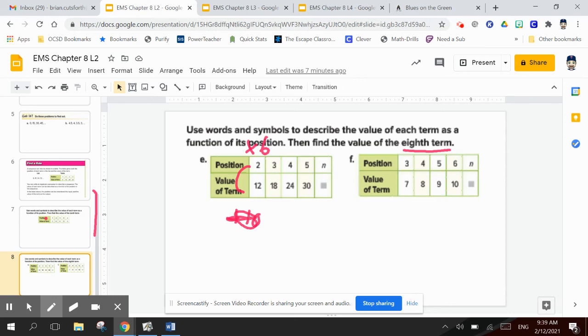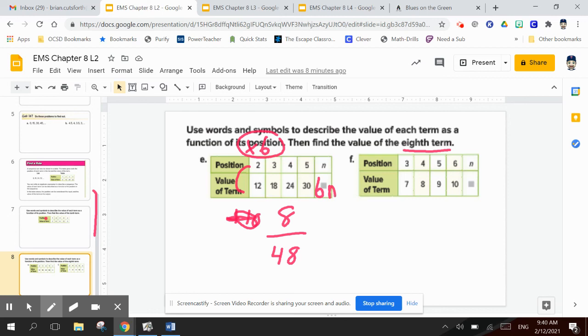Does multiply by 6? 3 times 6, 18? Yes. 4 times 6, 24? Yes. 5 times 6, 30? Yes. So I know my rule is times 6. So to find the 8th term, if my position was 8, 8 times 6 would be 48. N would be 6n. Because I don't know whatever the position is, I simply have to multiply that by 6.